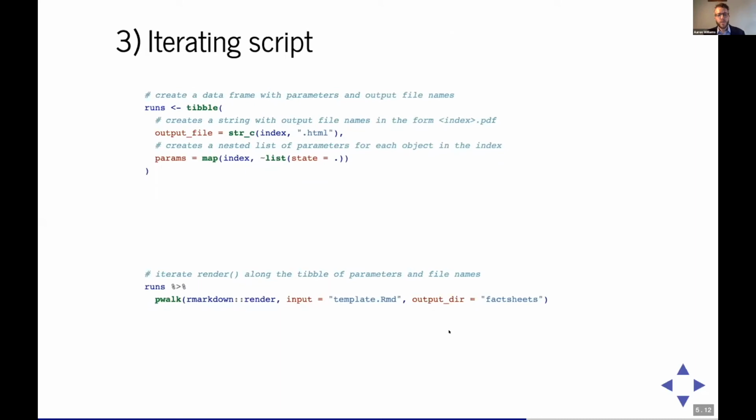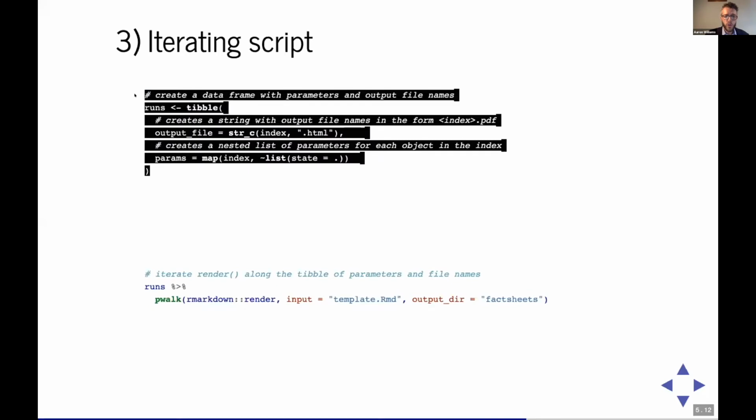The third step is we have this iterating script. So with parts 1 and 2, we could certainly change the parameter in the YAML header, click knit, change the parameter in the YAML header, click knit, do that 51 times or do that 3,000 times for counties. But instead, R Markdown actually has this render function, which does the same thing as clicking that knit button.